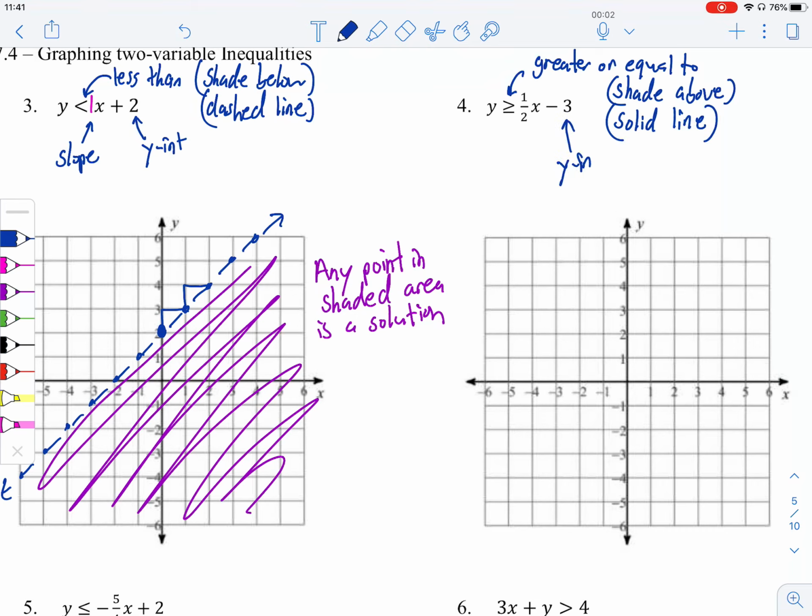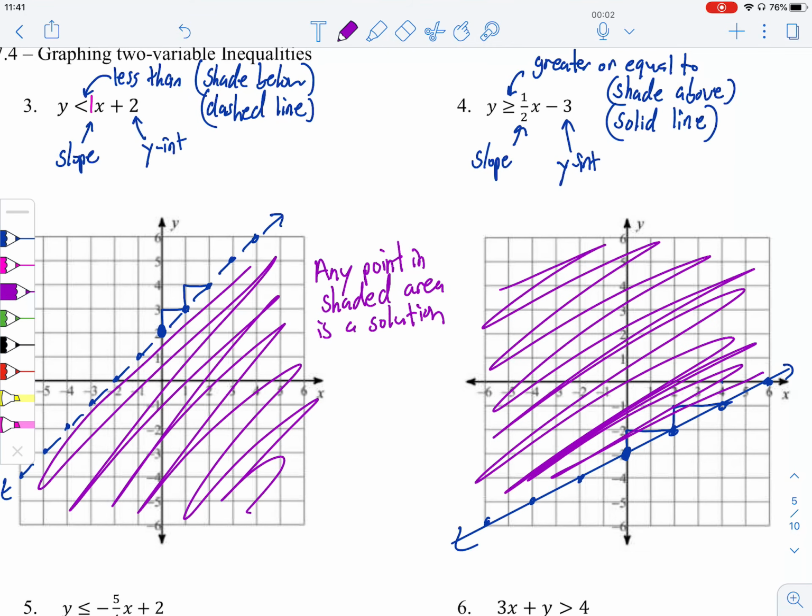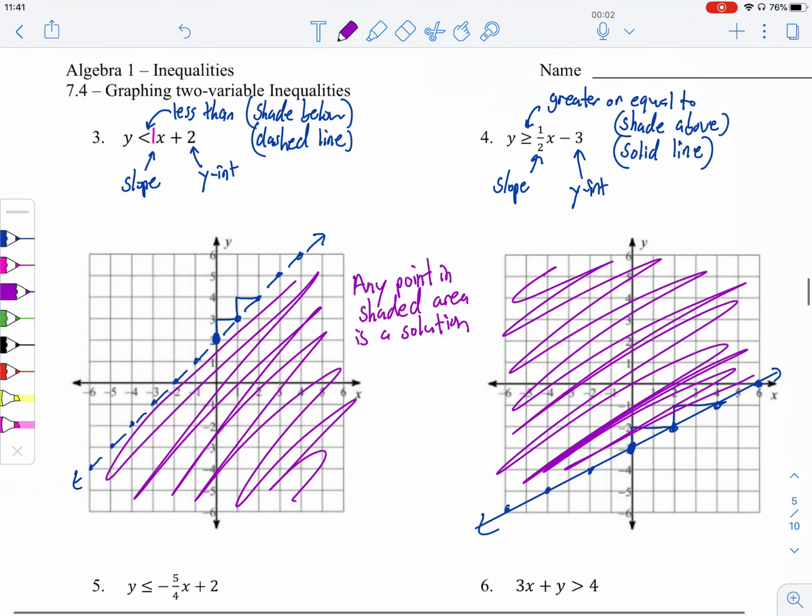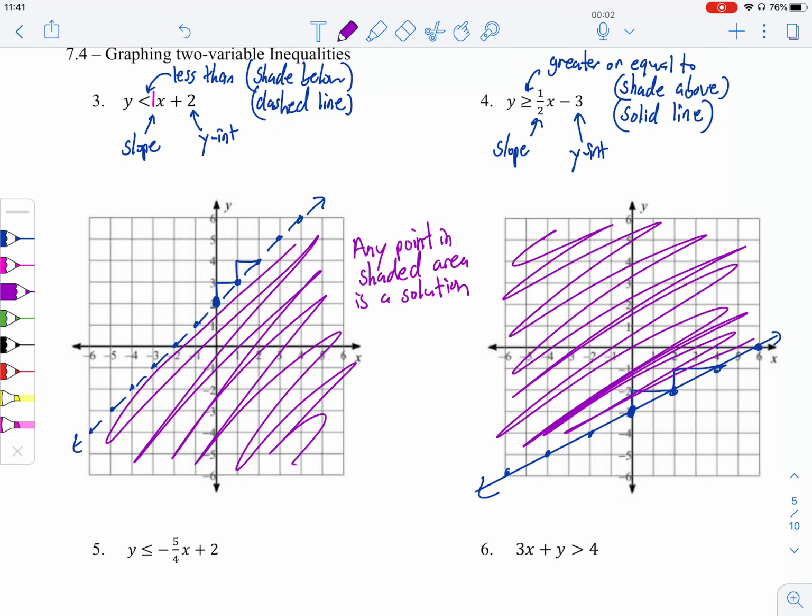Then we look at our y-intercept and our slope. So we start at our y-intercept, -3 on our y-axis. Our slope is 1/2. So up 1, right 2. Up 1, right 2. And follow the pattern all the way. It's going to be a solid line, so we just draw a solid line. And then we shade above. So we shade everything above here. And that's our solution right there.